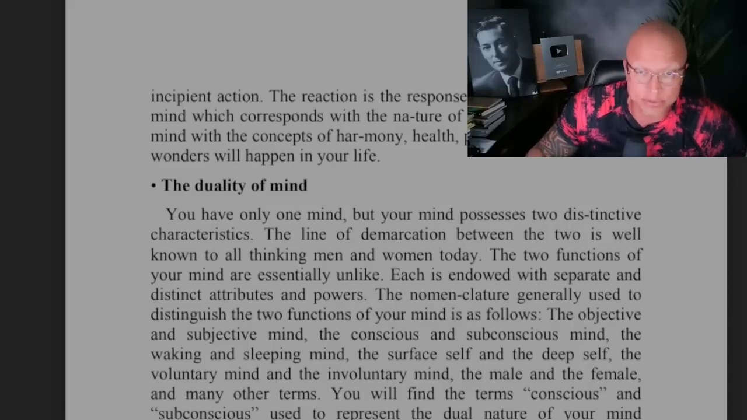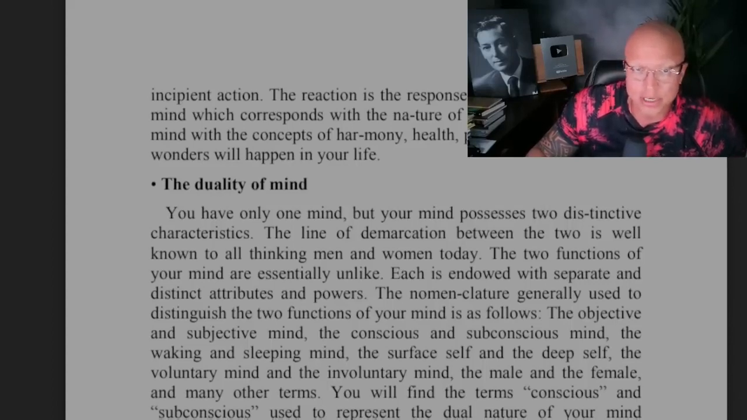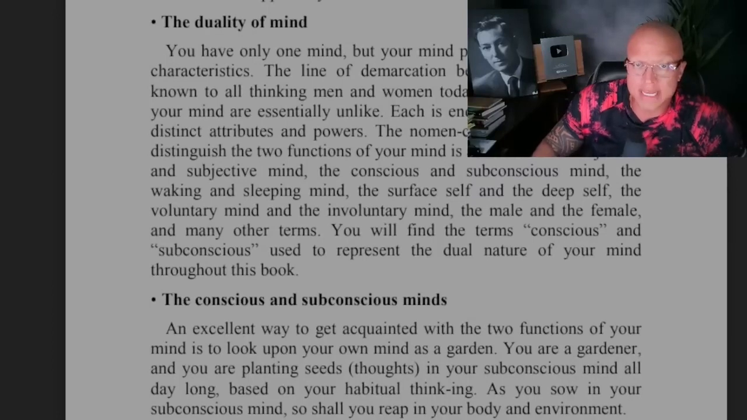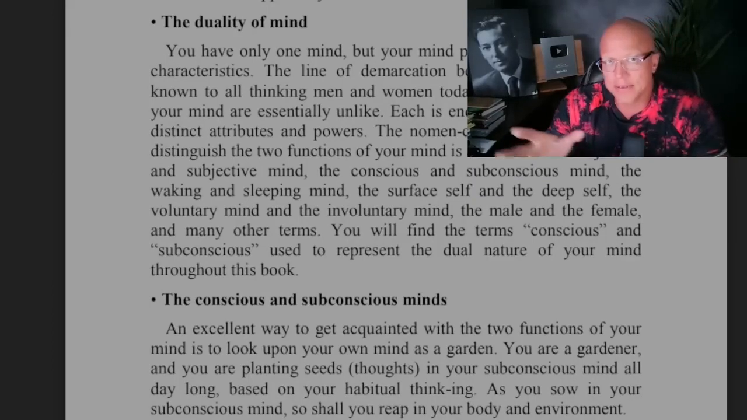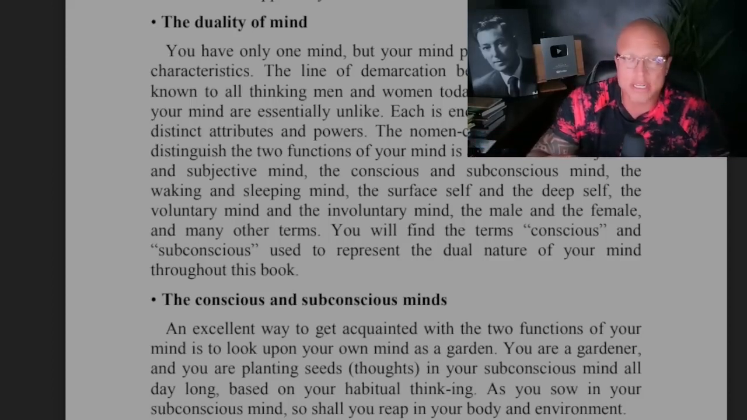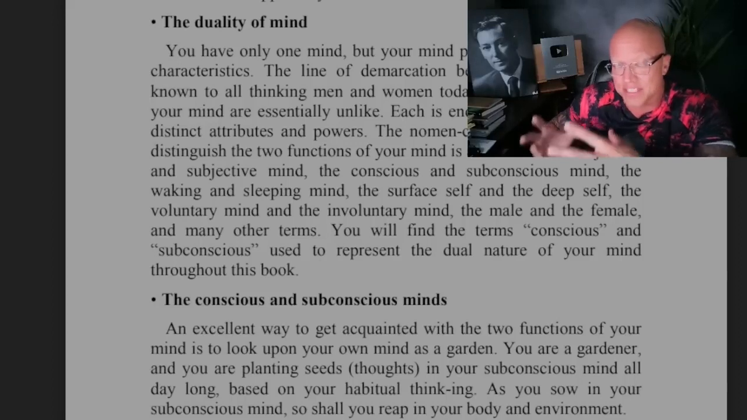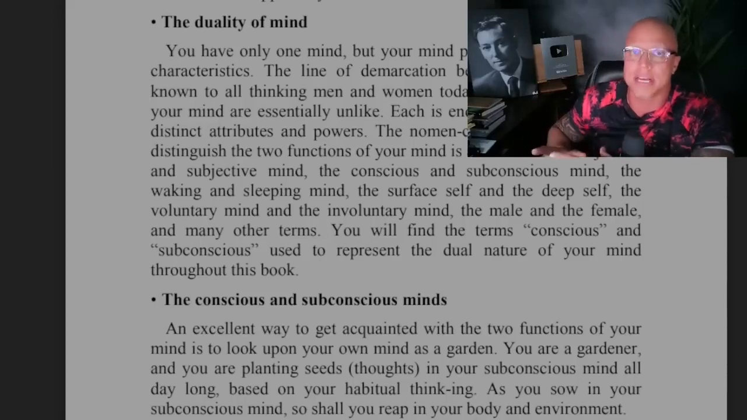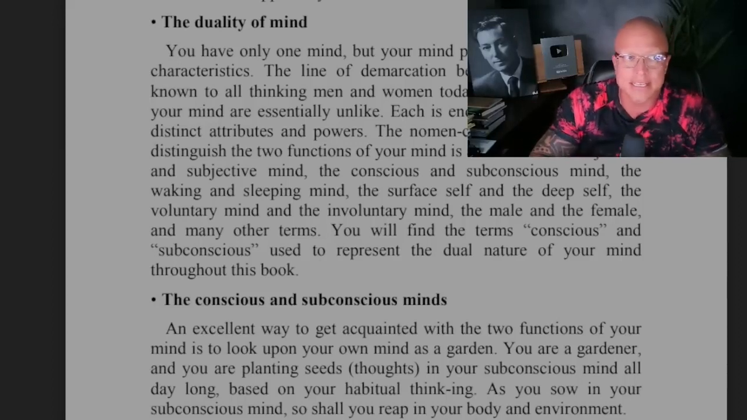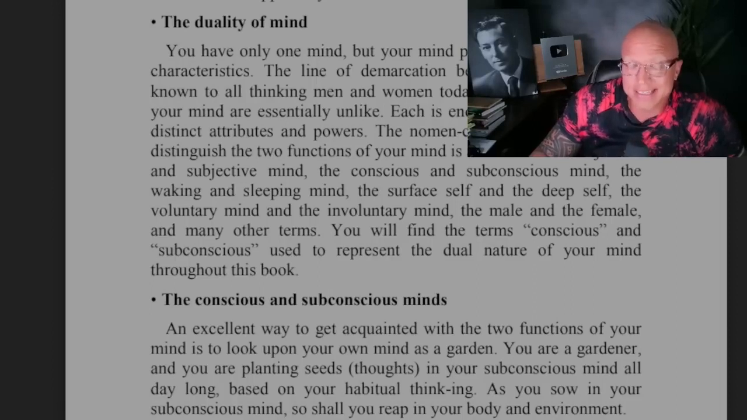You will find these terms, conscious and subconscious, used to represent the dual nature of your mind throughout this book. So basically, the difference between objective and subjective is your 3D reality. What you're conscious of is objective, and what the subconscious mind is aware of is subjective. So subjective is the invisible state. You don't see it. It's subjective. Anything that's objective is your 3D reality, things that can be seen. They are visible. Subjective is invisible, and the objective is visible.